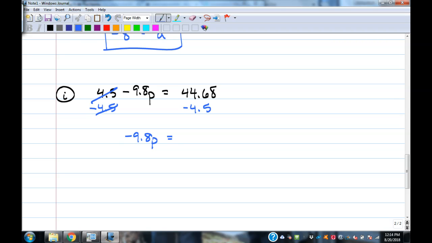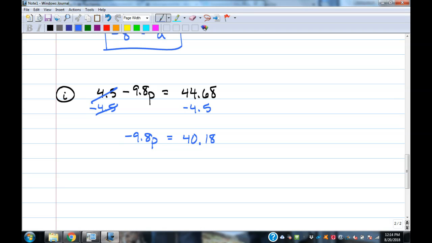$44.68 minus $4.50. That's going to be 18 cents there. $40.18. It's the way I usually think about decimals. It's money. It seems to make it mean more, of course.